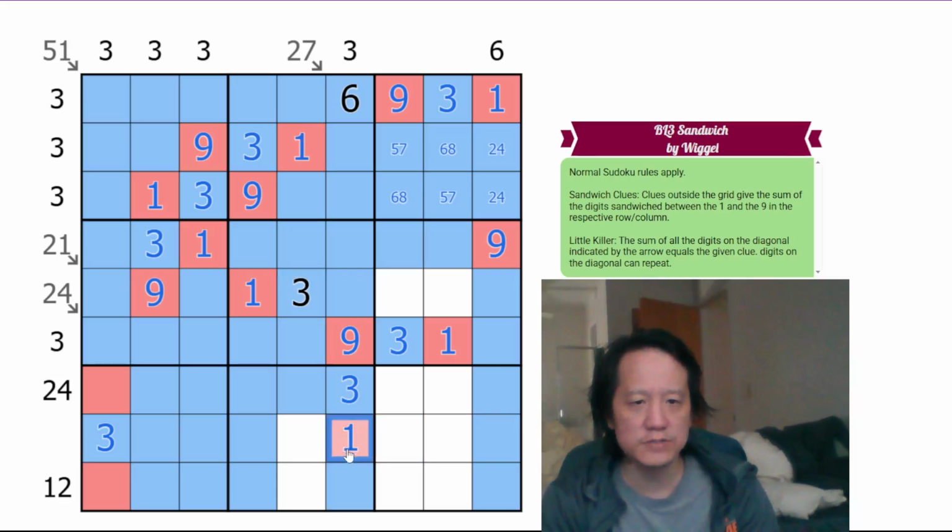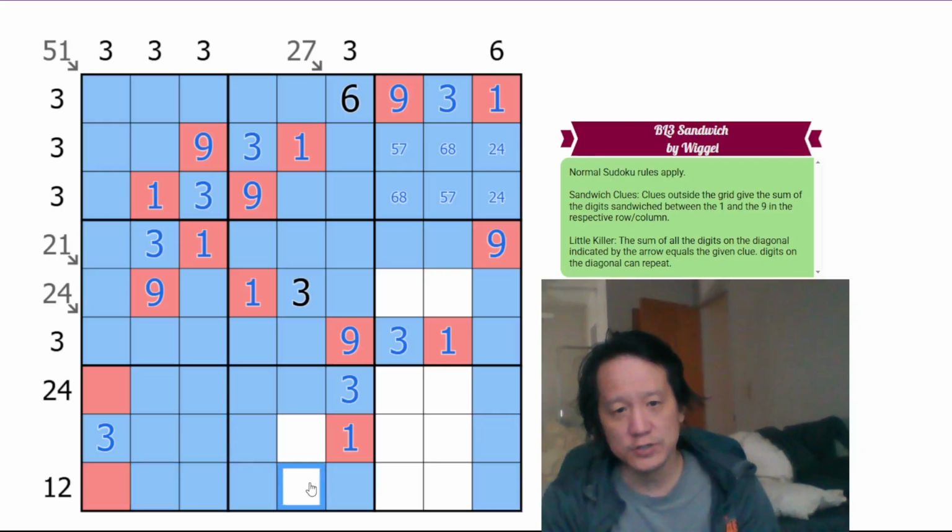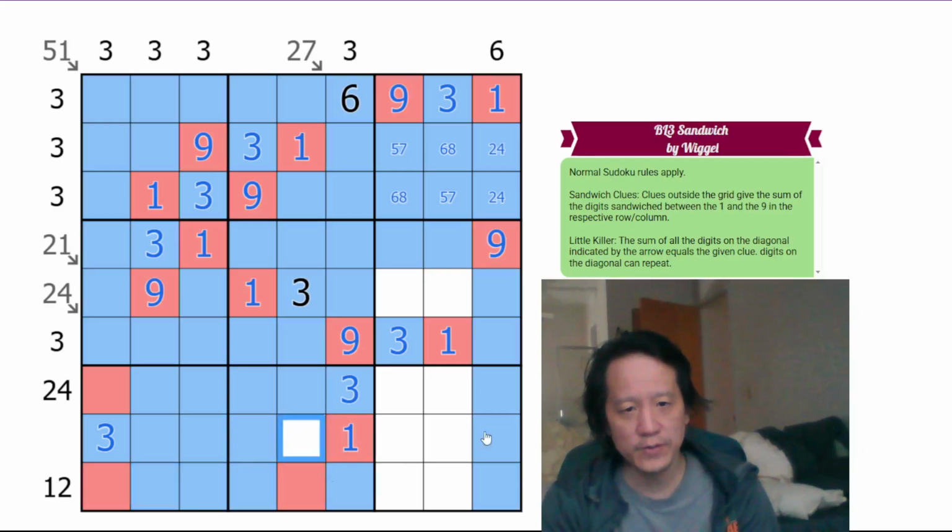This can't be crust. To add up to 12, you cannot have 5 digits. You can't have that in normal Sudoku either. So this has to be a crust here, which means this is not crust because we have 2 crusts in that box. This is then a 9, which makes this a 1. This adds up to 12 here.